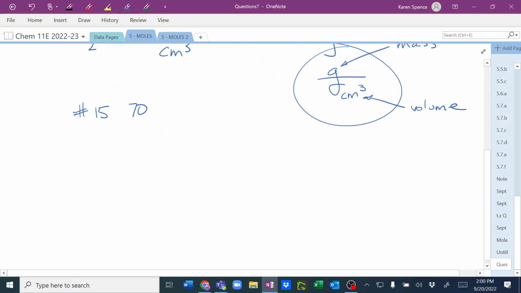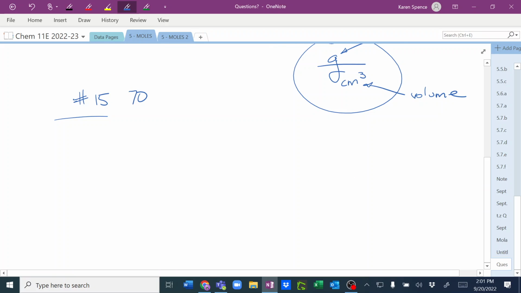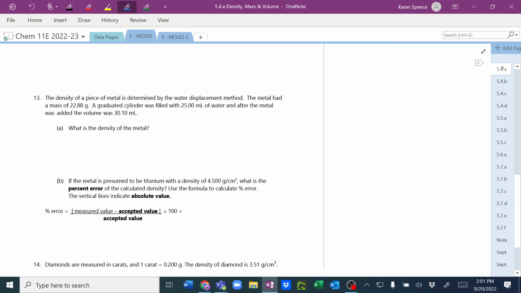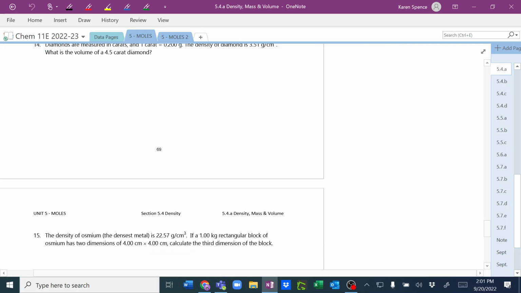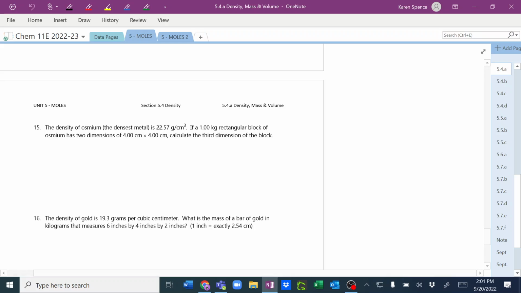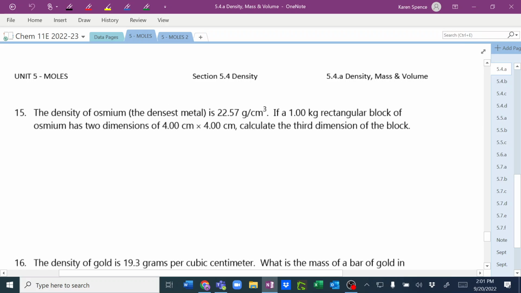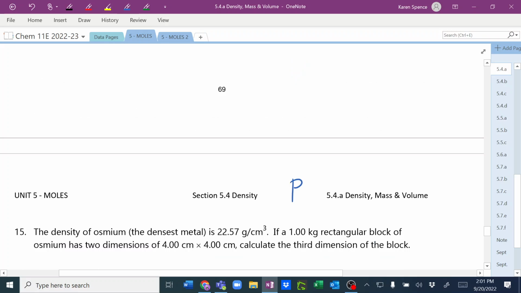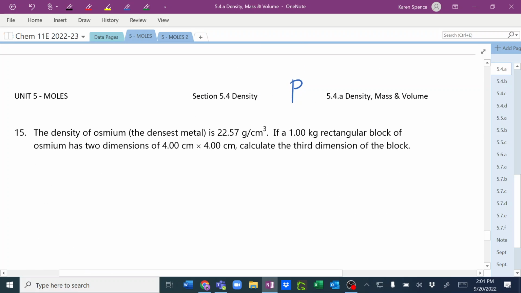Number 15 on page 70. And that is 5.4a. Sorry, what number did you say? 15. Okay, so this one. Okay, cool. So we are on page 70. This is number 15.